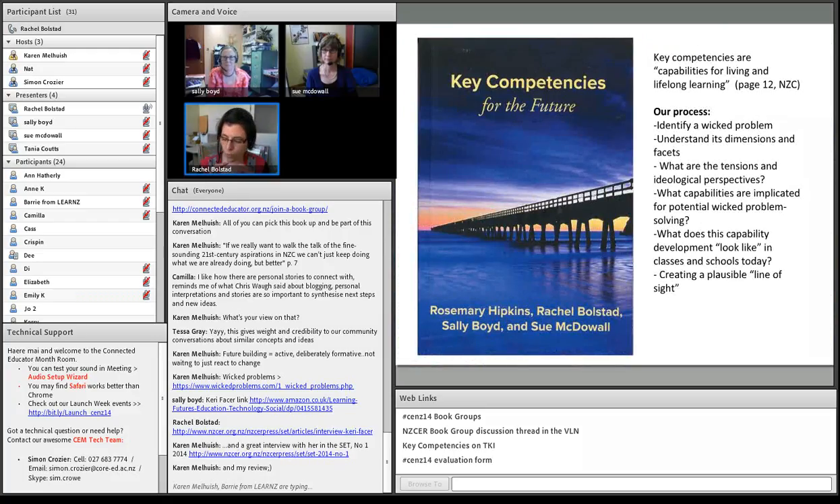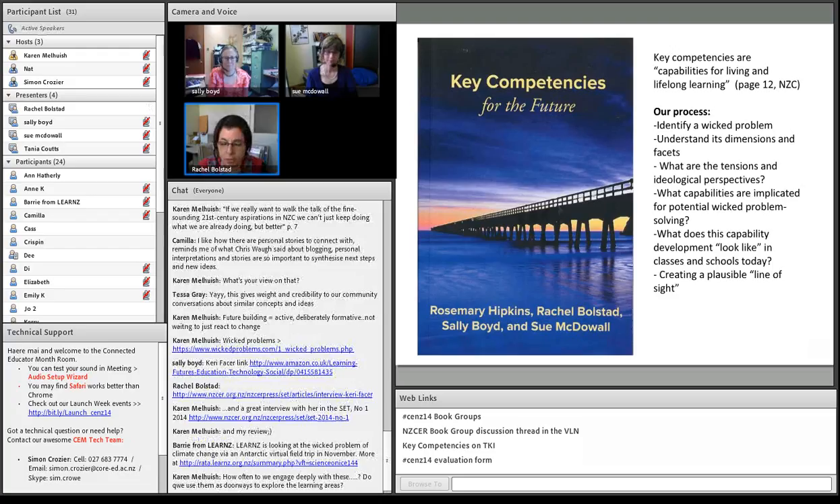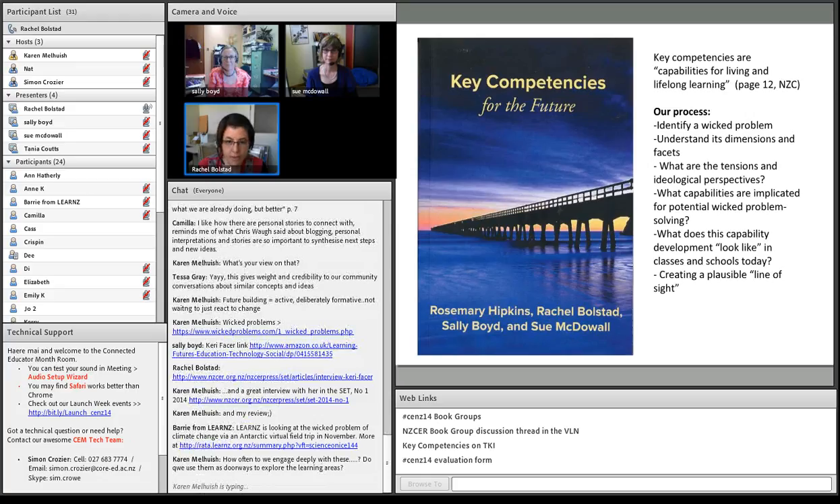So our book takes wicked problems as the frame for our exploration of the connection between key competencies and the future. And the process that we used in our writing was literally, we looked through newspapers and we grabbed issues from the headlines that represented some of these wicked problems. And we worked backwards thinking about what are the dimensions of this problem and what are the capabilities that people may need to develop in order to be able to engage productively with them. And then we worked backwards to thinking about what that can look like in a school or a classroom.